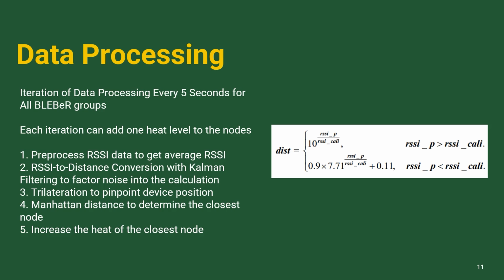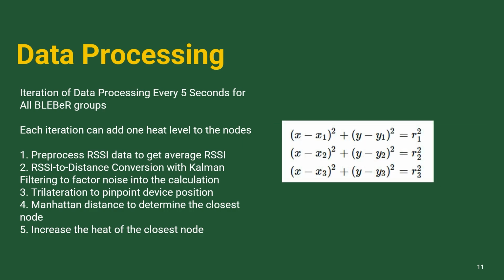The formula used is on the right-hand side, where RSSI-P is the average RSSI and RSSI-Kali is the RSSI at 1 meter. We also use basic Kalman filtering to factor the process noise and measurement error into the calculation. Step 3 is performing trilateration, which is done by solving the system of distance equations on the right to get the xy coordinates of the device.